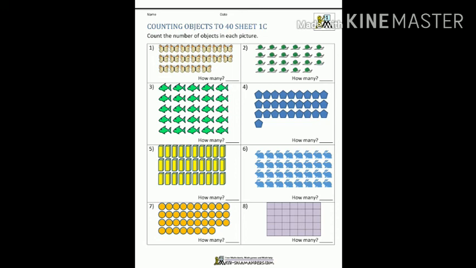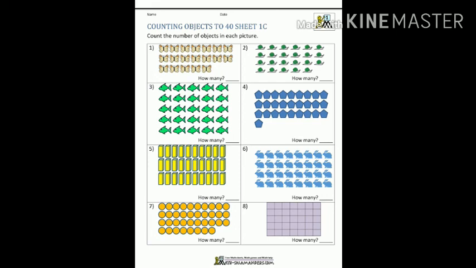Now in the next column we can see the rabbits. We will count the rabbits, okay? 1, 2, 3, up to 32. There are 32 rabbits and the spelling of 32 is THIRTYTWO 32.